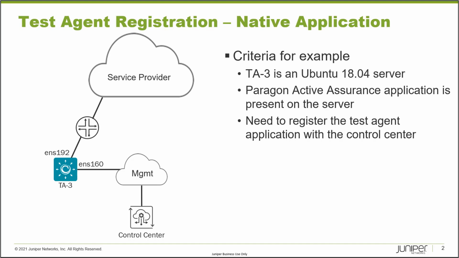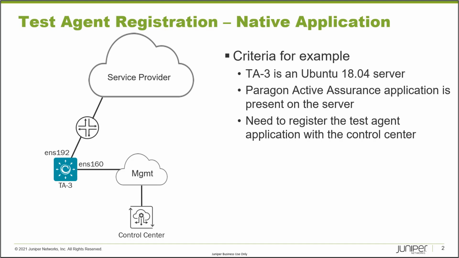And then we have the TA3 device, which is a test agent device, or is going to be a test agent device, and that's connected into two different places. First, the ENS192 interface connects into an edge router, which then connects into the service provider network. And then the ENS160 interface connects into the management network. And that's the interface we'll use to allow communication between TA3 and the control center.